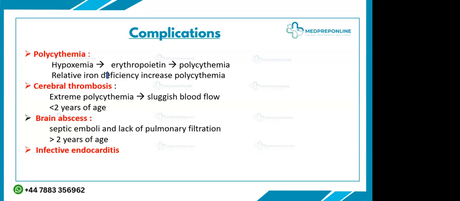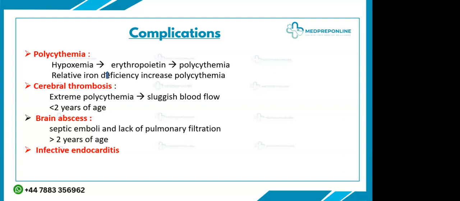So, what are the complications? Polycythemia. As there is hypoxemia, you know that it's cyanotic congenital heart disease, so it will lead to increased erythropoietin stimulation, and it will cause increased RBC production and lead to polycythemia. And when there is polycythemia, it could cause sluggishness of the blood flow.